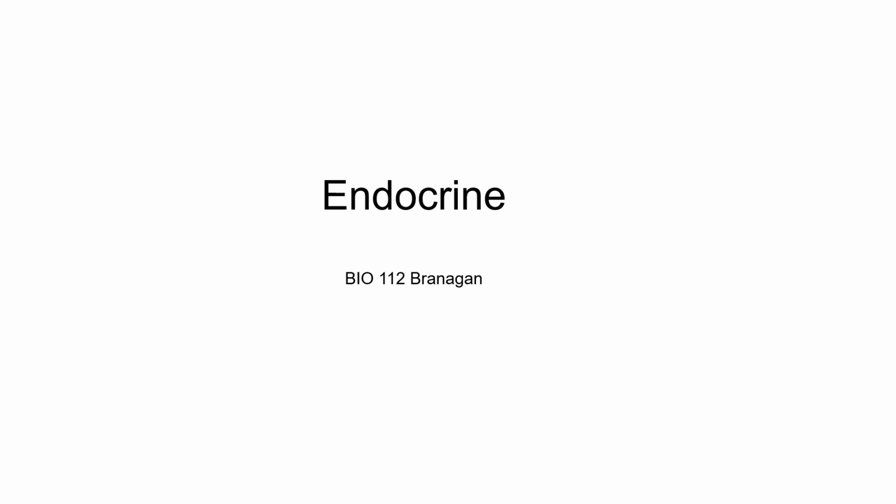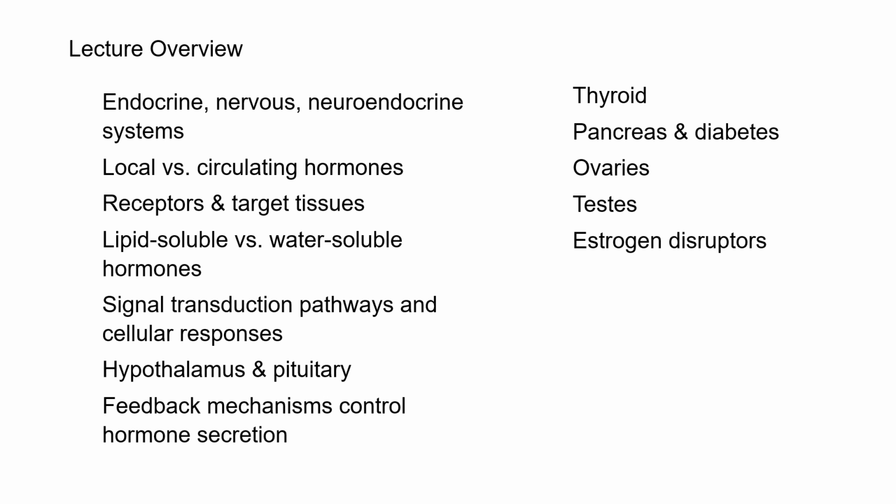Hi there. This is the second segment of two segments on the endocrine system. In this second segment, we will pick up with the topics that are listed on the right-hand side of this slide. So we'll talk about the thyroid, the pancreas and diabetes, the ovaries, the testes, as well as endocrine disruptors.